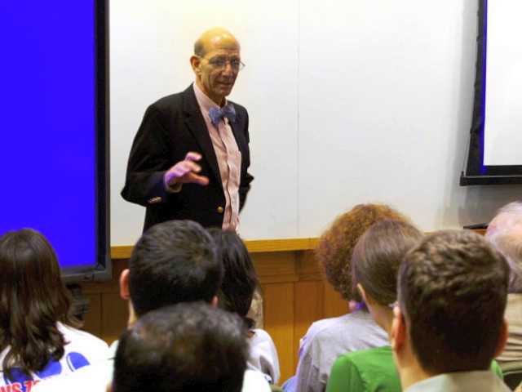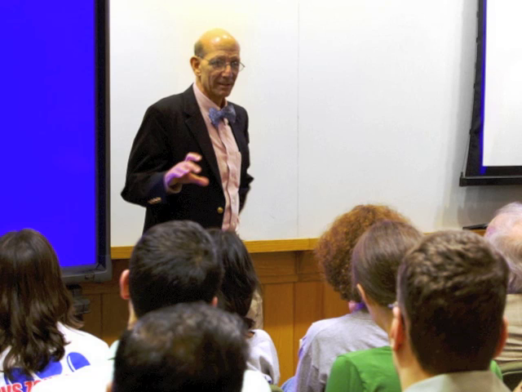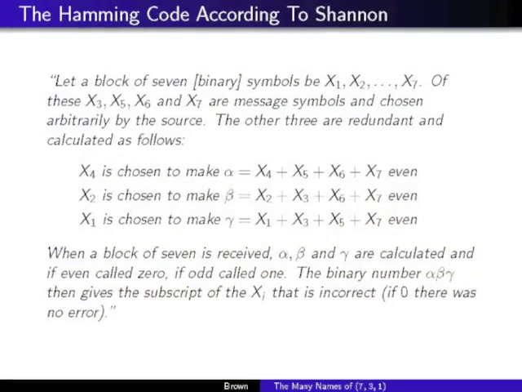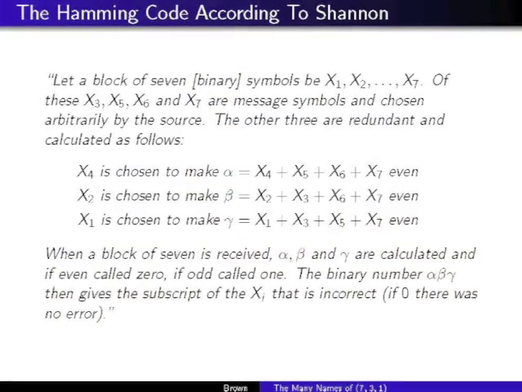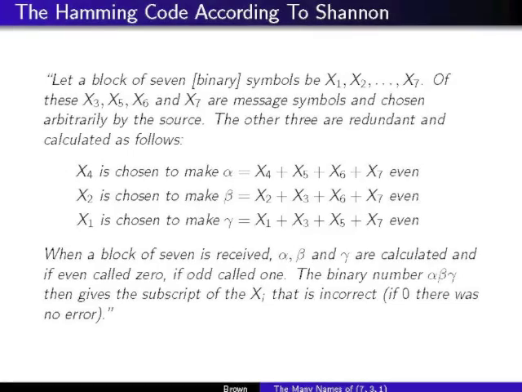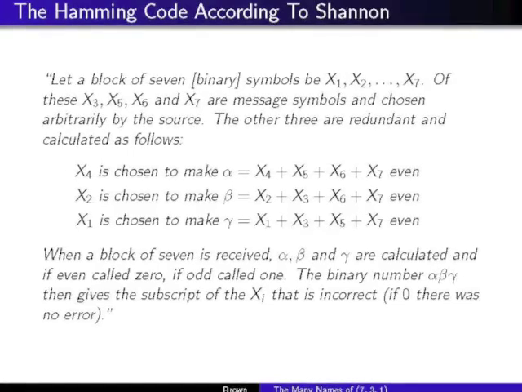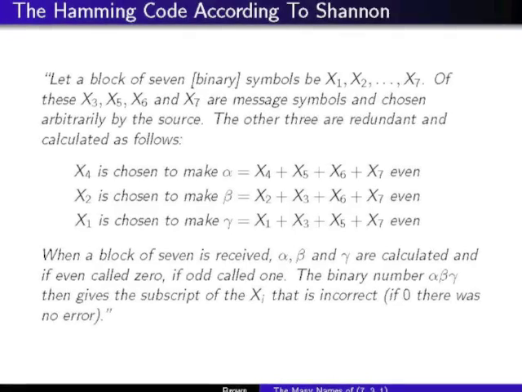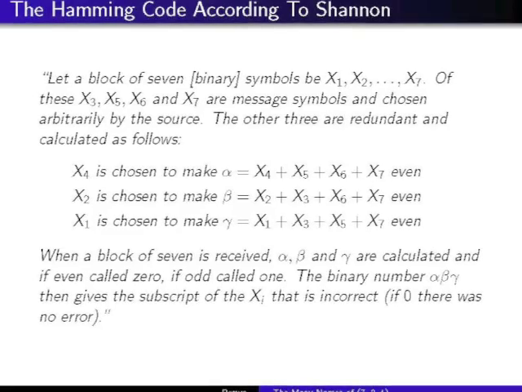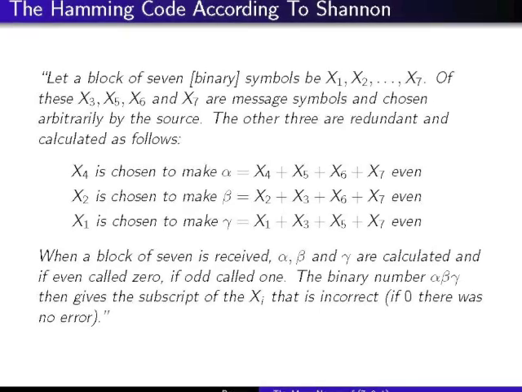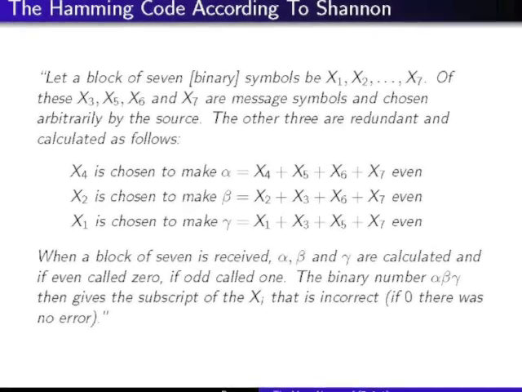Well, let's look at what we have here. According to Claude Shannon, in one of his papers on information theory, you have a string of bits, x1 through x7, which are zeros and ones, and x3, x5, x6, and x7 are message symbols chosen arbitrarily by the user. And the other three are redundant, and they're calculated in this way. When a block of 7 is received, you calculate those sums, which amounts, by the way, to matrix multiplication by a certain very nice 3 by 7 matrix.